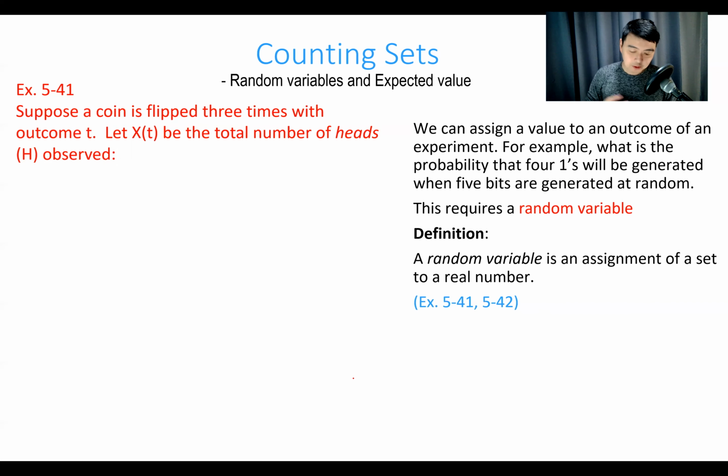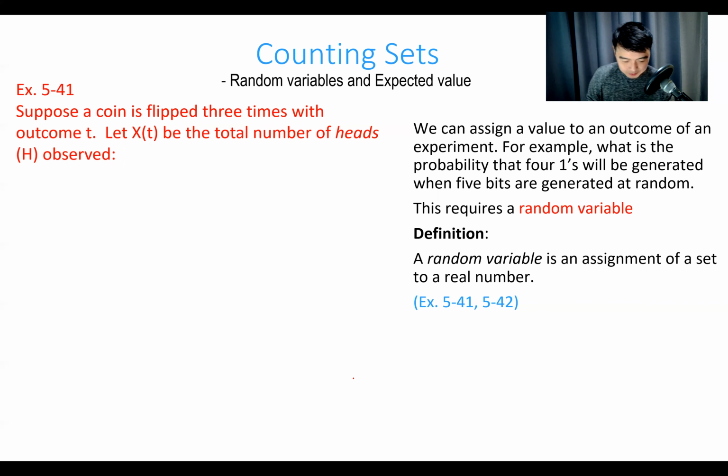So for example, we might have another problem that says, what is the probability that 4 ones will be generated when 5 bits are generated randomly? Right. So this type of problem requires a random variable. And once again, a random variable is an assignment of an outcome to a number. So let me show you what I mean by this.